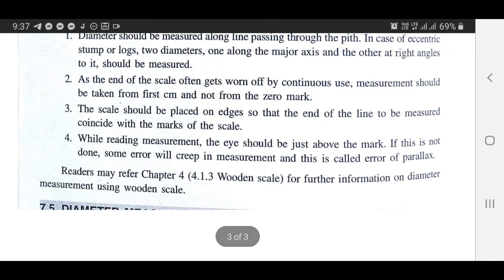Readers may refer chapter 4.13 wooden scale for further information and diameter measurement using wooden scale.